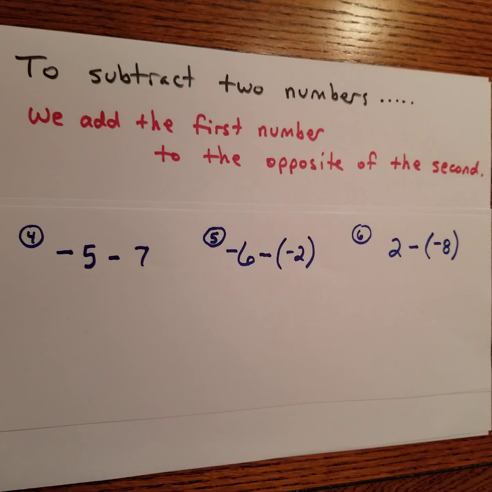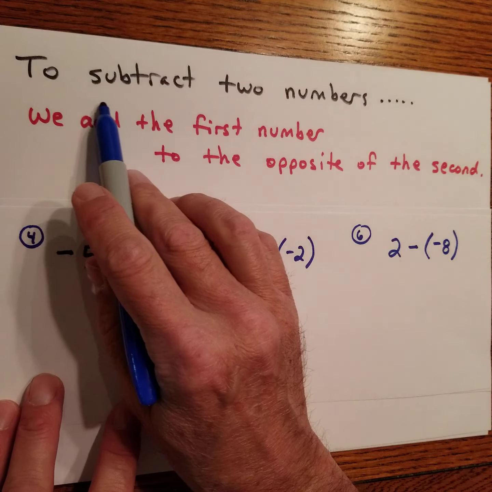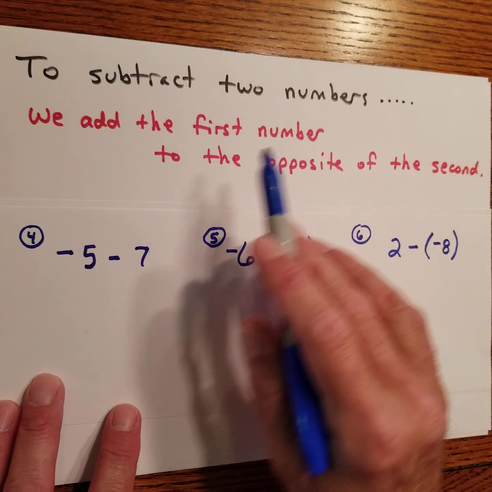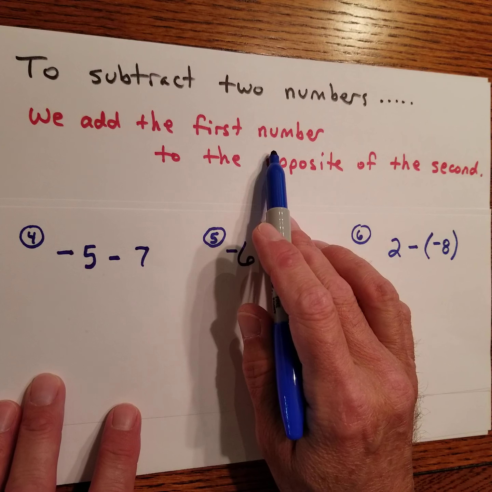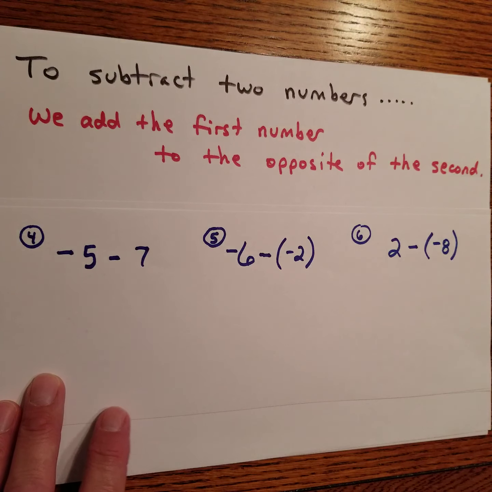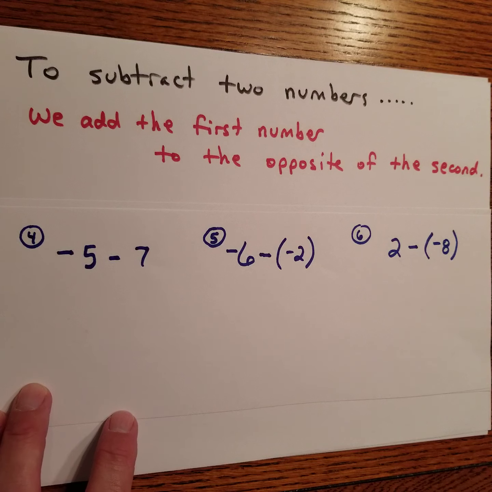I think I see the most amount of mistakes when we're subtracting with positives and negatives. When we subtract two numbers, we add the first to the opposite of the second. Some of you are trying to do these in your head, and it's leading to mistakes. I'm going to continue to show the work. Let's do it this way.